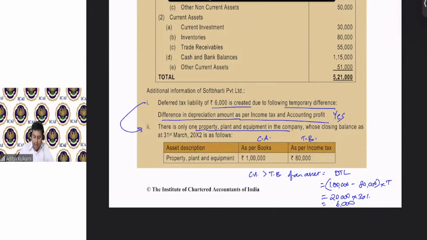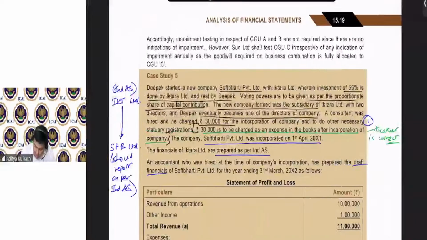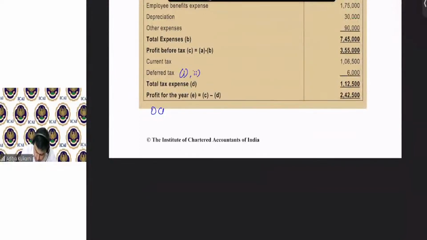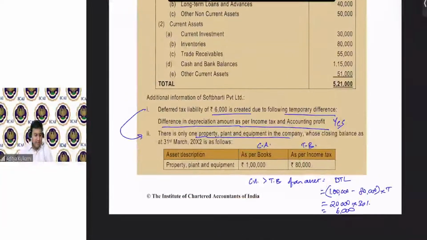So therefore, am I justified in doing this deferred tax provision? Yes. Is the deferred tax provision of 6,000 correct? Bolo yaar.